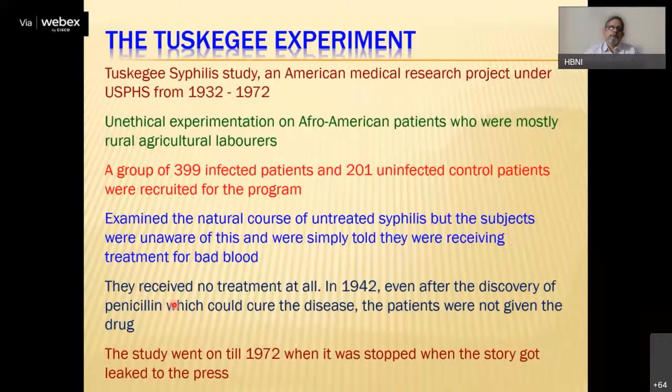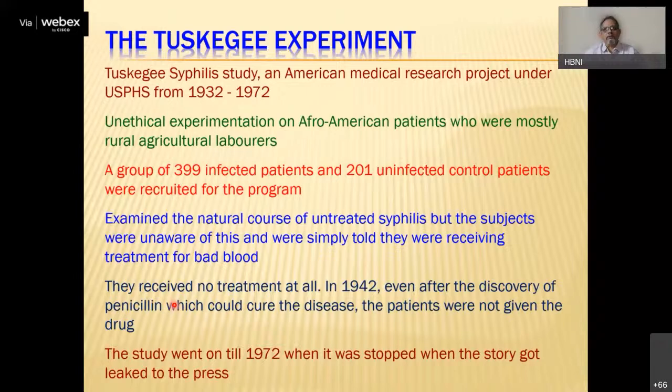So what did they do? They collected a group of about 400 infected patients and also 200 uninfected control patients for the program. And so roughly about 600 people. And what was the intention of the study? The intention of the study was to examine the natural course of untreated syphilis disease. And that means if you let the disease go untreated, what will happen? What will happen to the natural course of the disease?